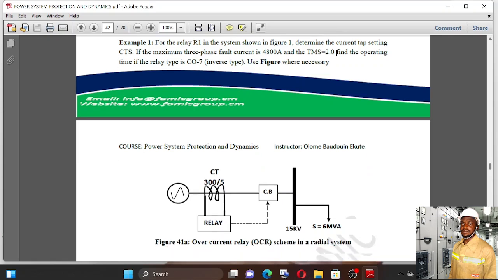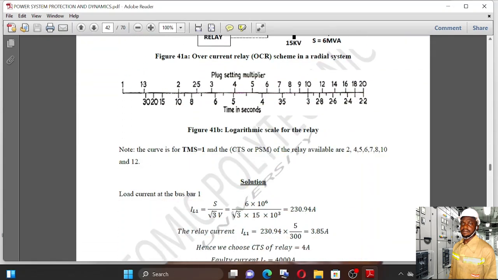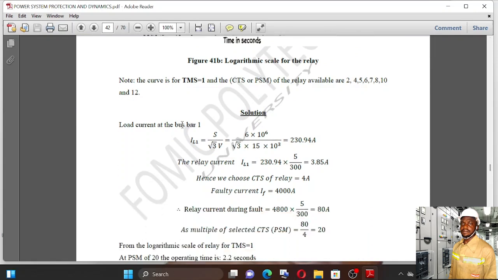So we are going to see how we can employ the logarithmic scale of TMS 1 to obtain that of the TMS 2. Okay, so first of all, you need to know the current that is flowing in the line. To know the current that is flowing in the line, you simply use the formula of power divided by voltage. Since we know it's in three phase, we have the power, which is the apparent power, divided by root 3 times the line to line voltage, right?